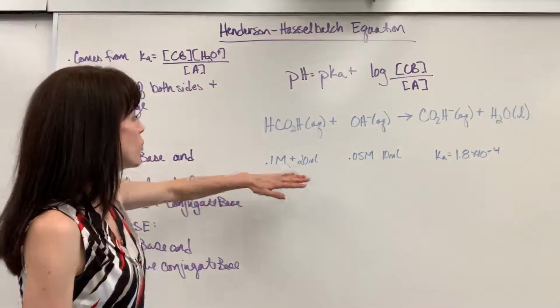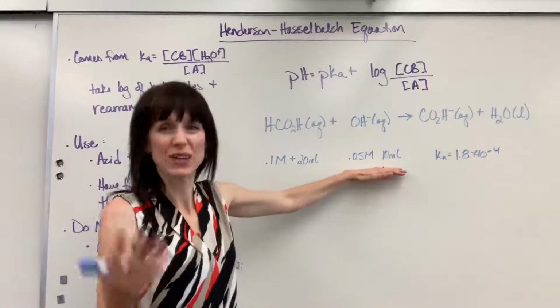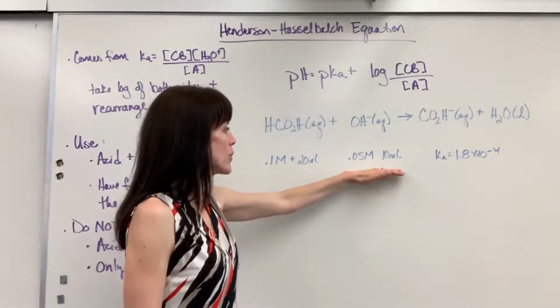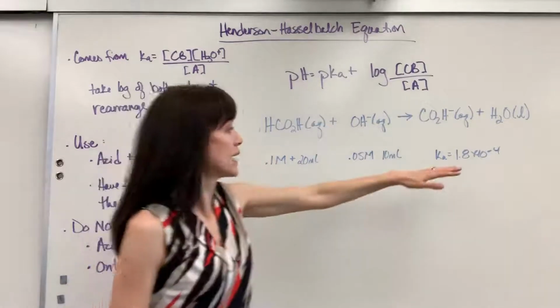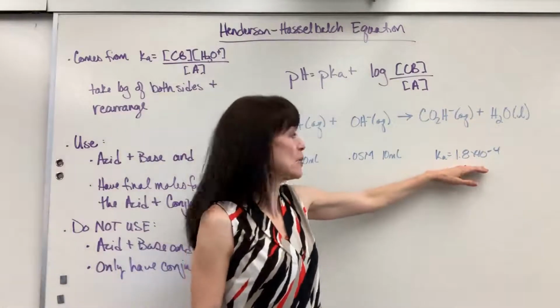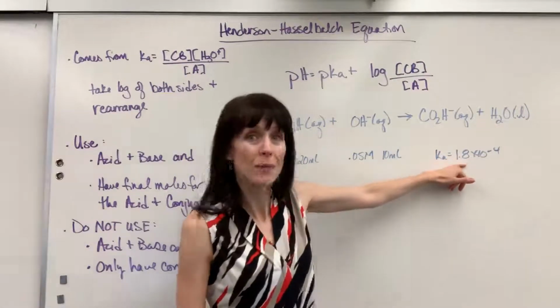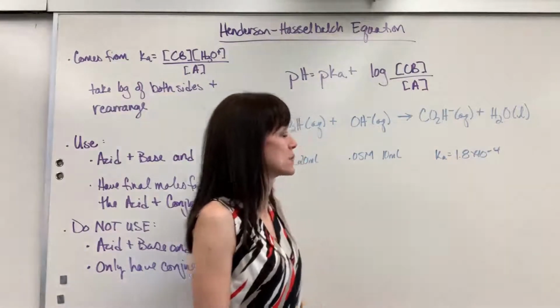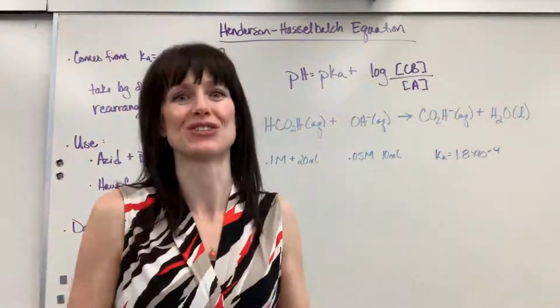We're going to have 0.1 molar of 20 mL of formic acid, and we're going to titrate, we're going to add to it 0.05 molar of 10 mL of the sodium hydroxide. And I wrote down the Ka, our ionization constant for formic acid, which is 1.8 times 10 to the minus 4. So I see an acid and base, always I go to initial moles.